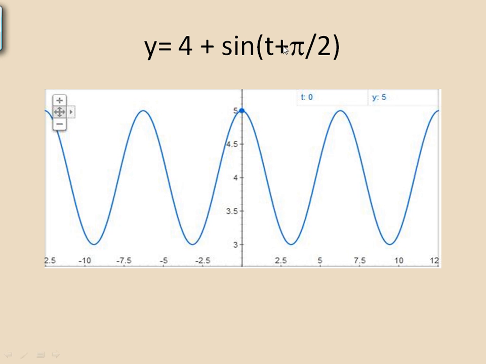Now, on the inside, we have a pi over 2. We can see that our sine graph hasn't started where it normally does, because when we add something on the inside of a function, it shifts the graph to the left. This is the counterintuitive one.